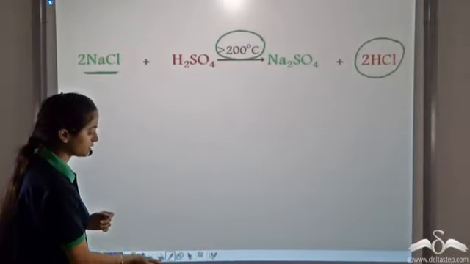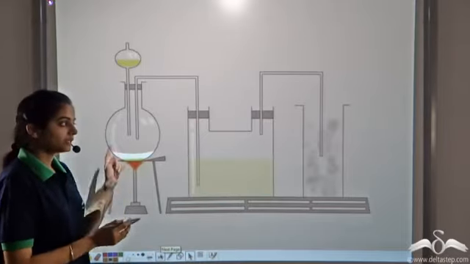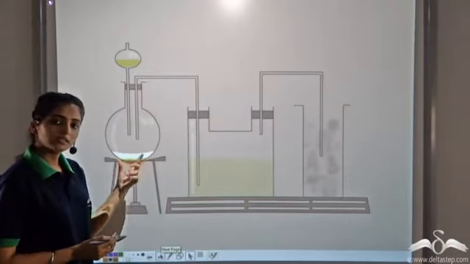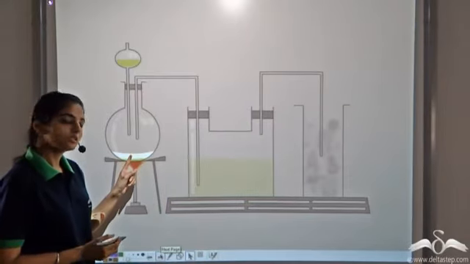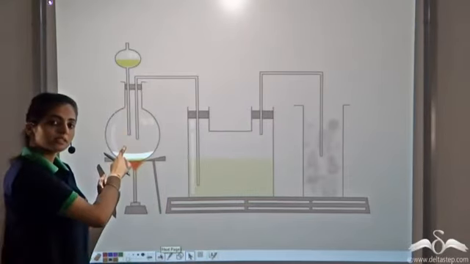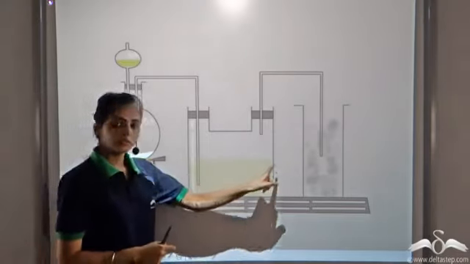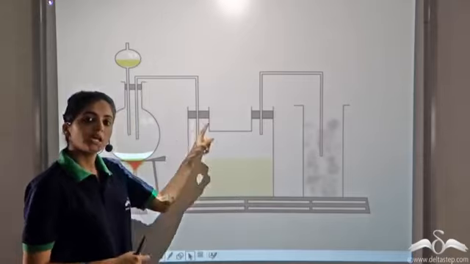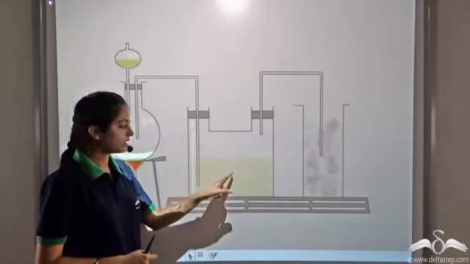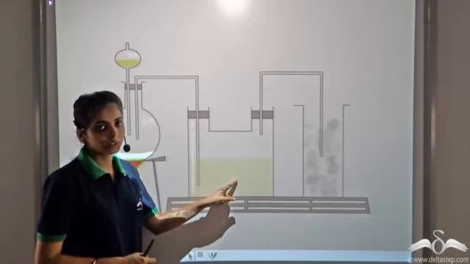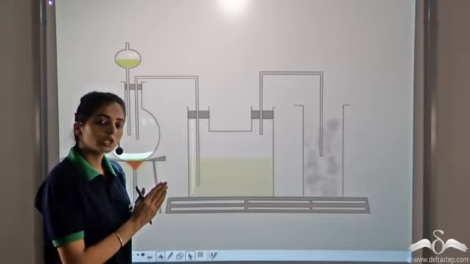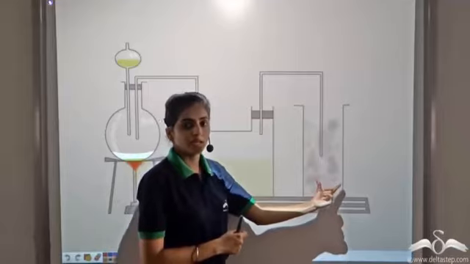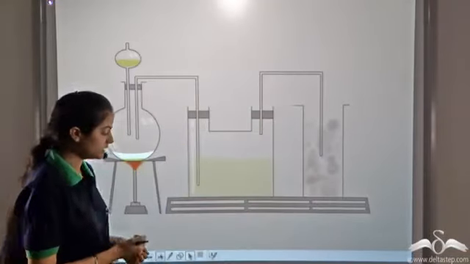Let's see the experimental setup. So we take this experimental setup. This flask contains sodium chloride. We pass sulfuric acid in this. Then this vessel contains concentrated sulfuric acid. If there is any water vapor or moisture, it is absorbed by this concentrated sulfuric acid. The pure dry gas is made to pass in this vessel containing air. So let's see what happens.